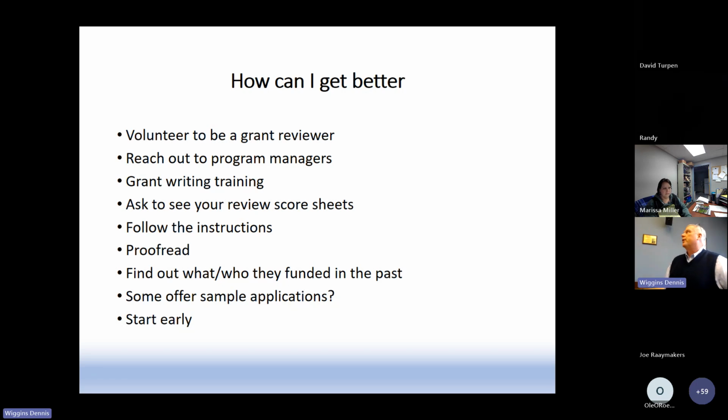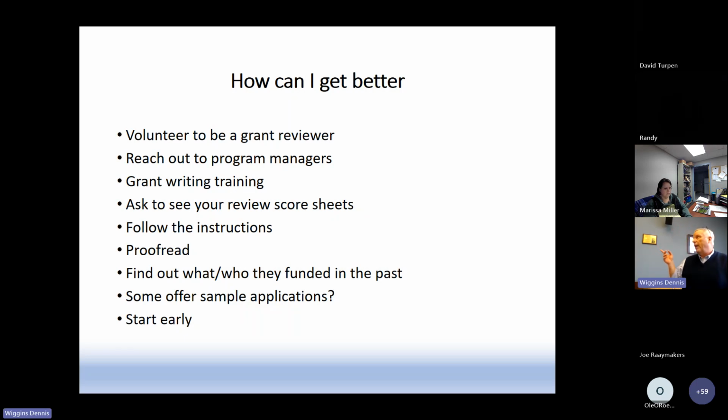We've talked a lot about reaching out to program managers. Grant writing trainings. There's some really good ones out there. I encourage you to take your grant writing training if you haven't already done it, or if you don't feel totally comfortable in writing the grants. They're all tailored specifically to writing grants and that narrative part for the most part.